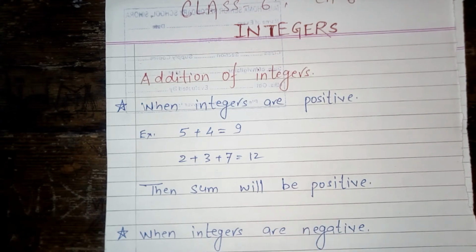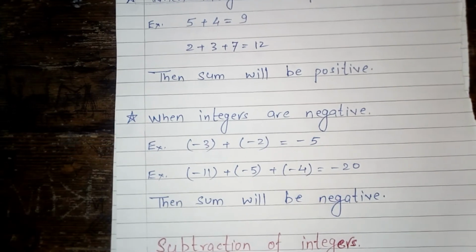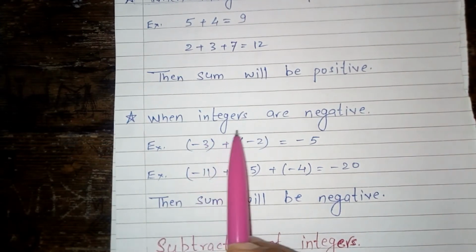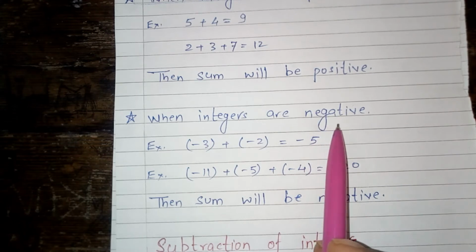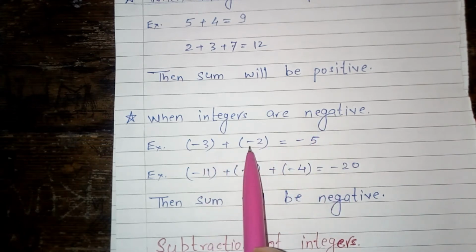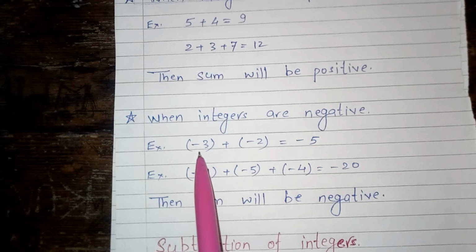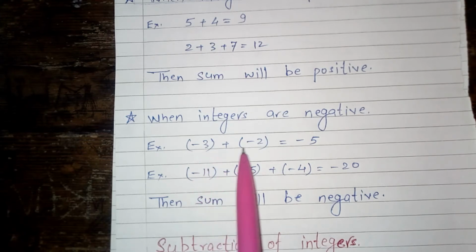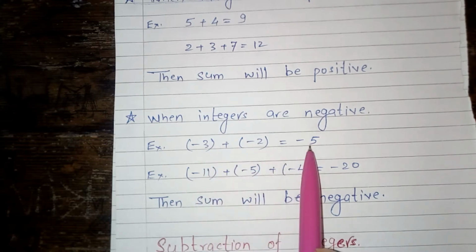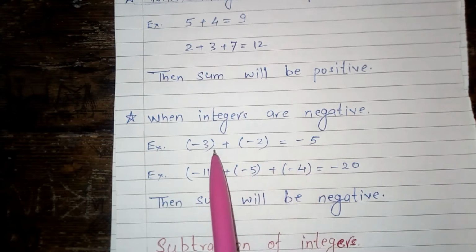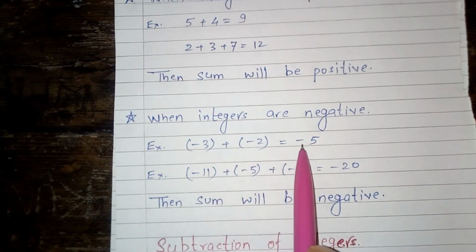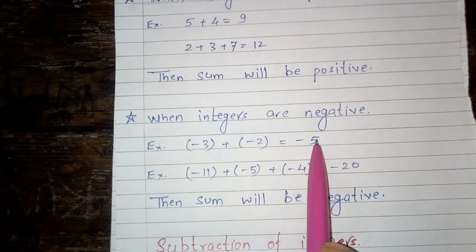Okay, your next condition, when integers are negative. Suppose you have two integers. As you are looking, the first integer is -3, the second integer is -2. So after addition you will get 5, but you are looking both integers are negative, so your answer will be negative. So the answer will be -5.